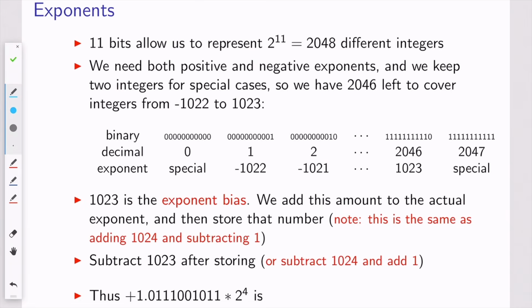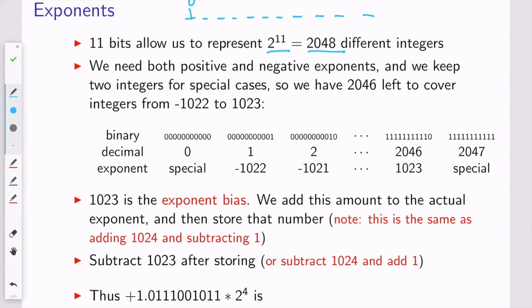Let's talk about the exponent for a minute. The exponent is made up of 11 bits, right? So that's like 11 spaces, 1, 2, 3, 4, 5, 6, 7, 8, 9, 10, 11. And each one can be a 0 or a 1. So that's 2 to the 11th, or 2048 different integers that it can represent.